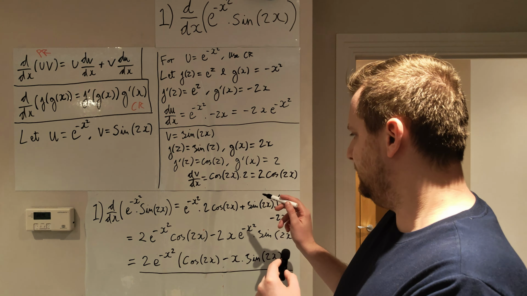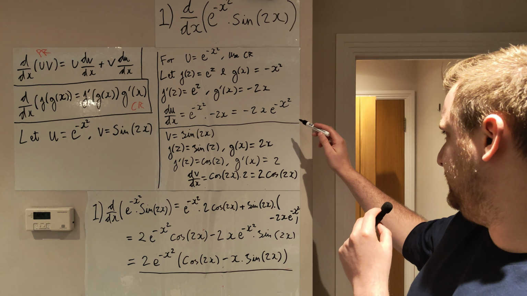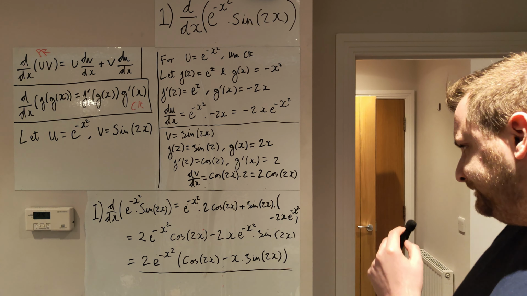So at the bottom here, I've just rewritten the question. It's going to be equal to u times dv over dx, and in this case the u is e to the minus x squared, so we've got that here, times the 2 cos of 2x, plus the v, sine of 2x, times du over dx, and that is minus 2x times e to the minus x squared, okay?